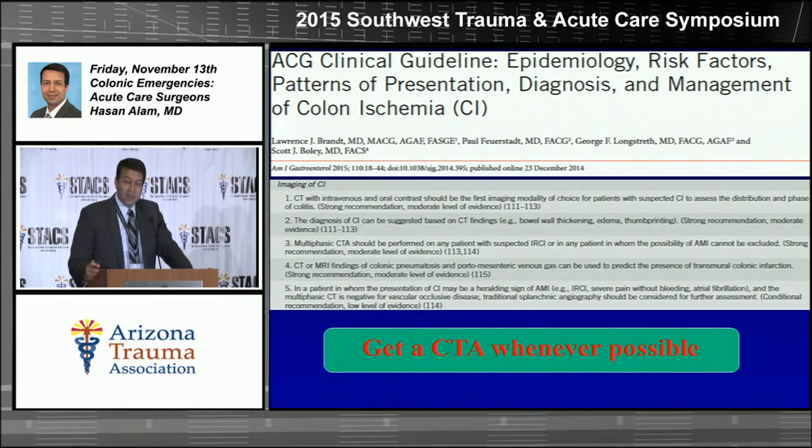Getting a CT scan with arterial phase intravenous contrast to look at the blood flow to the colon is the right thing to do in the vast majority of patients if you can do it. Most of these patients don't have an occlusive ischemia. It's not like they have a clot in the blood vessel. This is a low flow state, so it's a non-occlusive mesenteric ischemia. So all the major blood vessels are open.